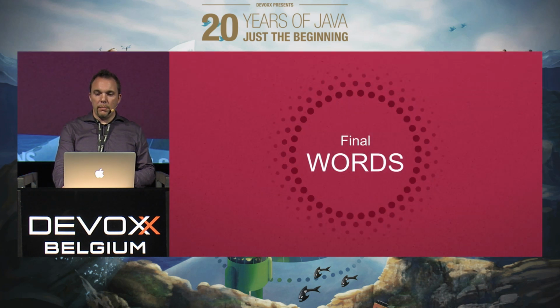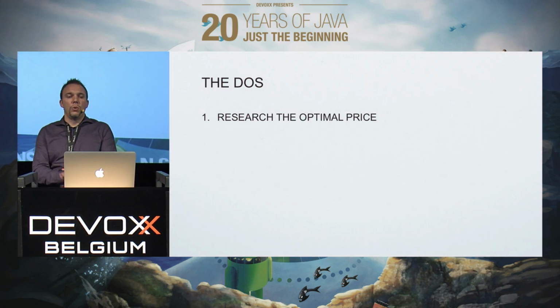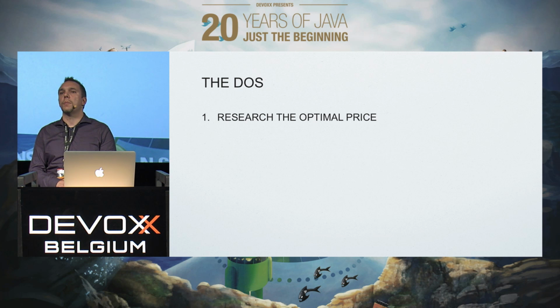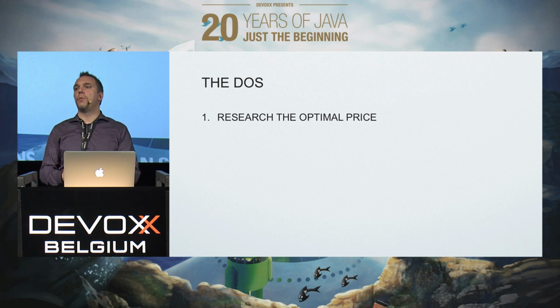Which brings me to my final words. I've got do's and I've got don'ts. Do's: research your price. Price is part of the research you as a startup have to do. Yes, there is also the research about who is my customer and what are my product features, but price is one of those key things you need to research as well.